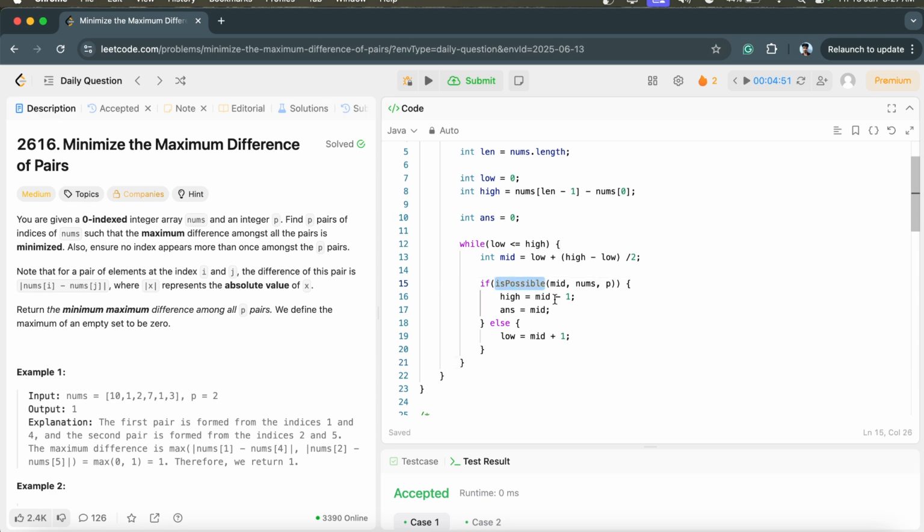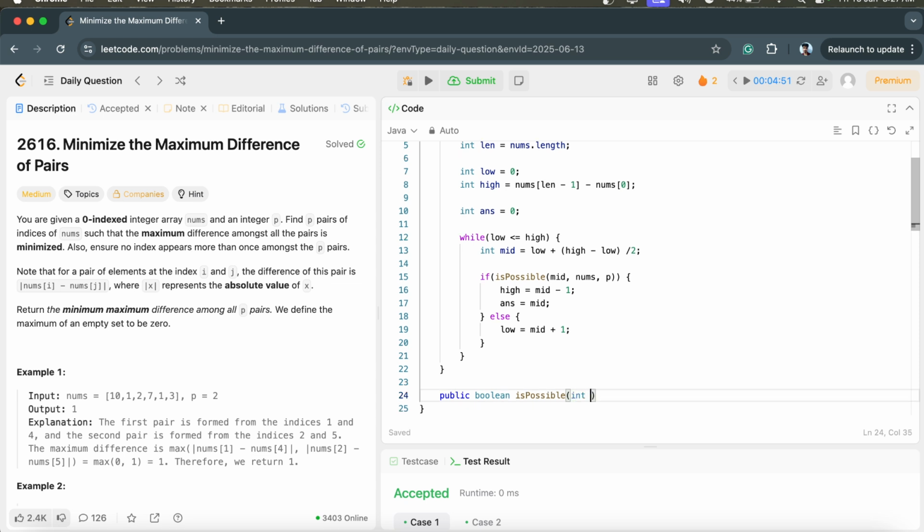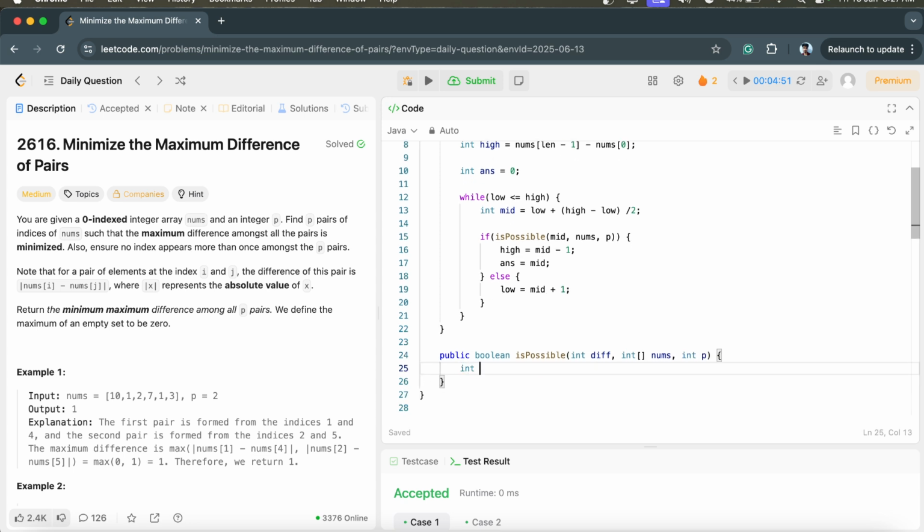Now we will define this isPossible function. Public boolean isPossible. Here what we will pass is an int, the difference value. We will check if the difference between the pair whichever we pick is satisfying for this particular value, the mid value. So if it is possible, we will increment the counter. That logic is what we have to write over here. And p pairs is what we are looking for. I'll create a counter to check if it is matching this pair count or not. So we got those many pairs or not.